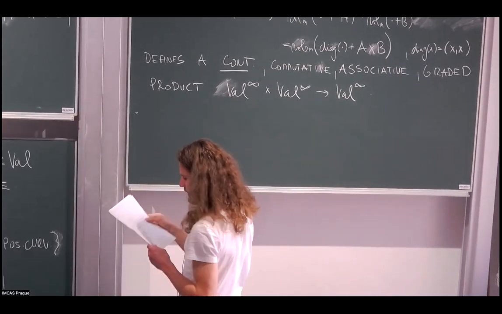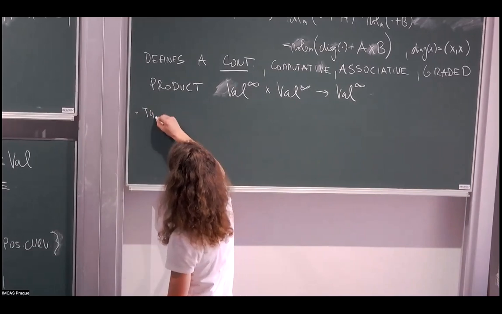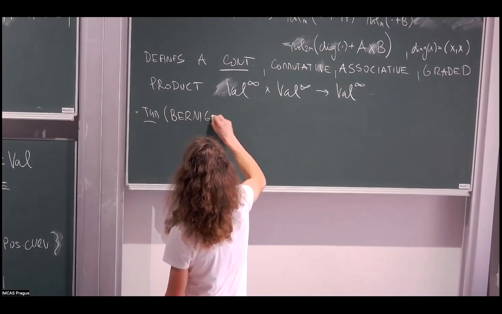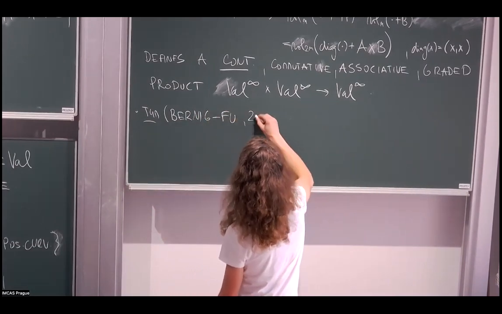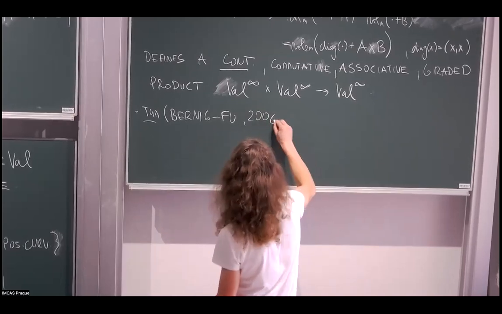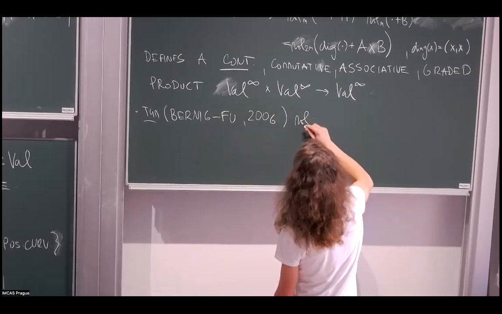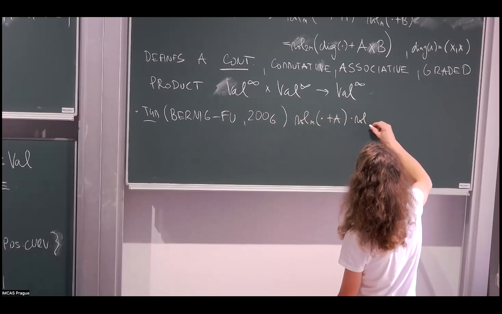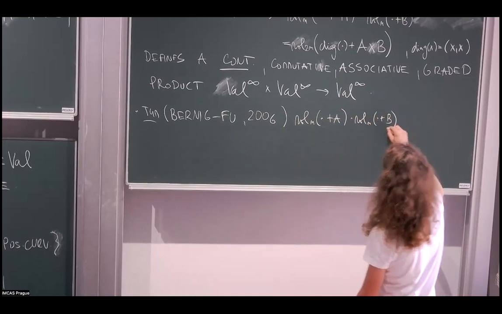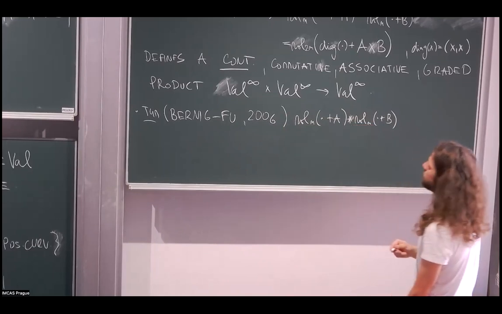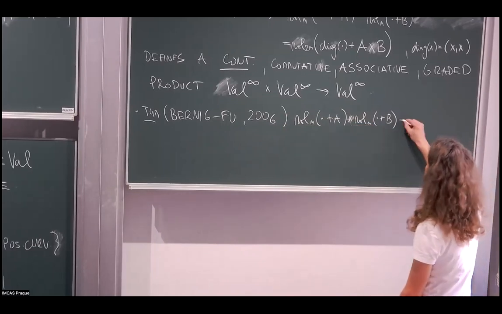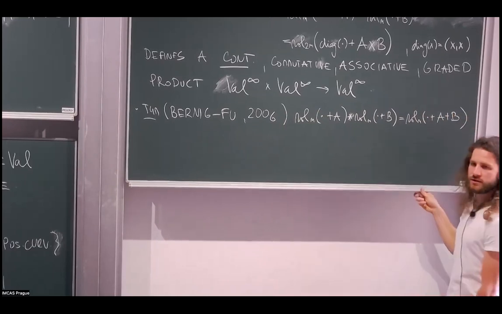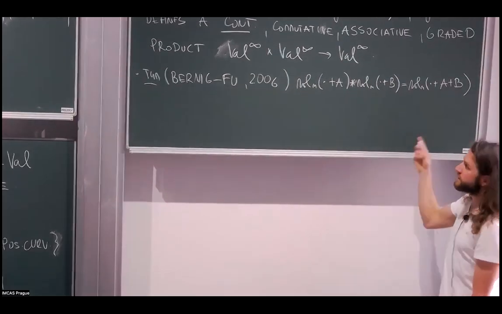Let me just say that, as I mentioned in the introduction, there is another version of the product, which is in some precise sense dual. It was found by Bernig and Fu in 2006. And it has an even simpler geometric meaning. The product of those valuations is now called convolution, denoted by a star. It's just the volume, and now the fixed body is the Minkowski sum, the vector sum, of the two convex bodies.